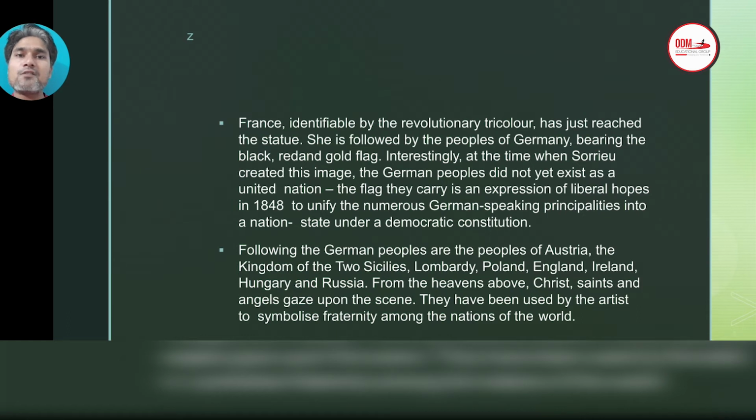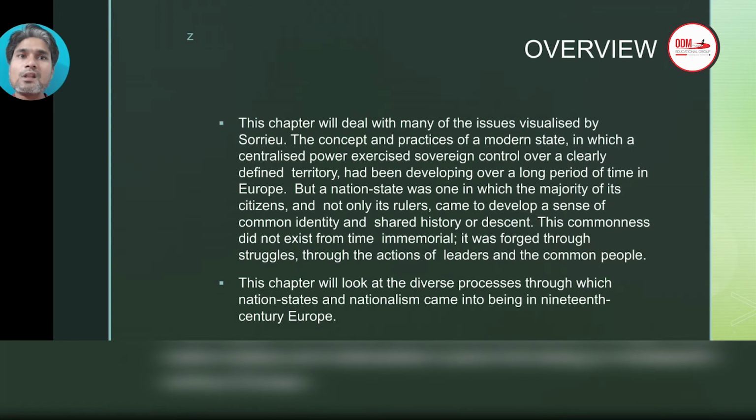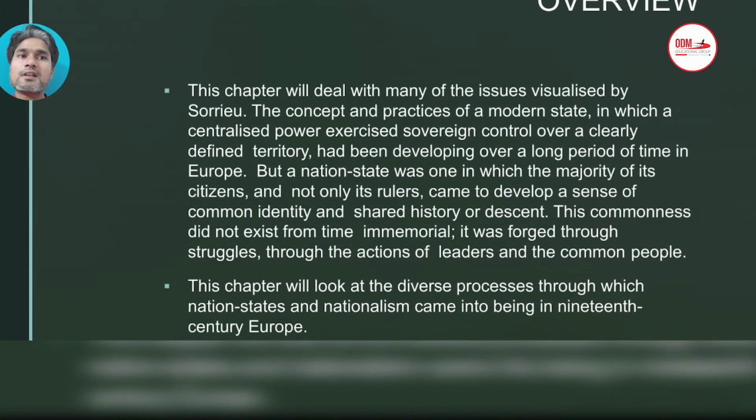This chapter deals with many of the issues visualized by Sorrieu, the concept and practices of a modern state. Modern state, which we are living in. Now we are under a particular country, but at the time the idea of a country was not there, right? In which a centralized power exercised sovereign control over a clearly defined territory. Like we have our own government, but earlier a more elaborate government took control all over Europe or America. So there were no definite boundaries in terms of politics or geography.